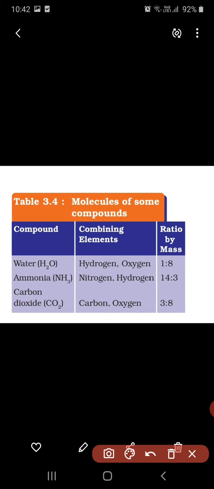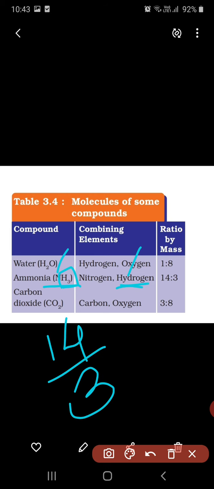Now let's move to ammonia. In ammonia there is 1 nitrogen atom and 3 hydrogen atoms. The atomic mass unit for nitrogen is 14, and because of 3 hydrogen atoms, the atomic mass for hydrogen is 3. So the ratio we get is 14:3.